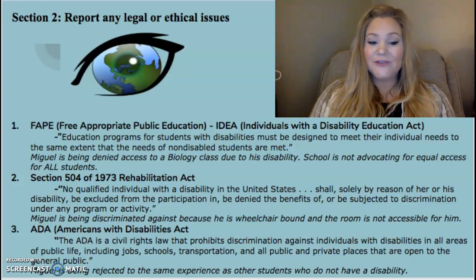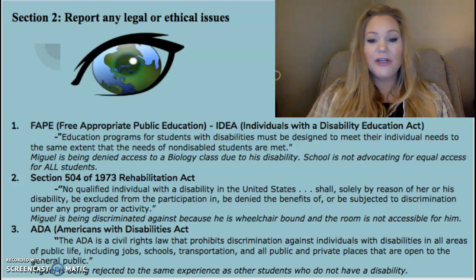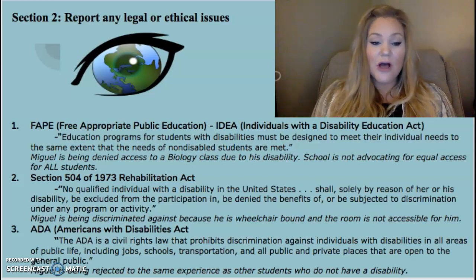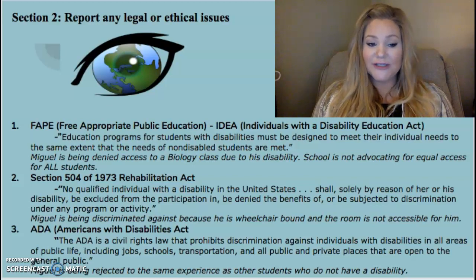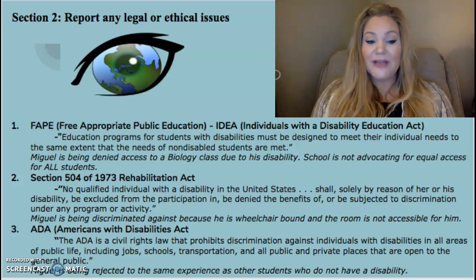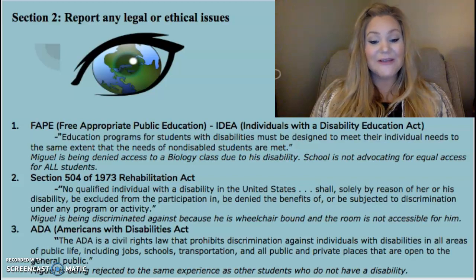The second one is Section 504 of the 1973 Rehabilitation Act. The attorney had even mentioned that in his comments. What this means is that no qualified individual with a disability in the United States shall, solely by reason of his or her disability, be excluded from participation in, be denied the benefits of, or be subjected to discrimination under any program or activity. So Miguel is obviously being discriminated against because he is wheelchair bound and the room is not accessible for him.